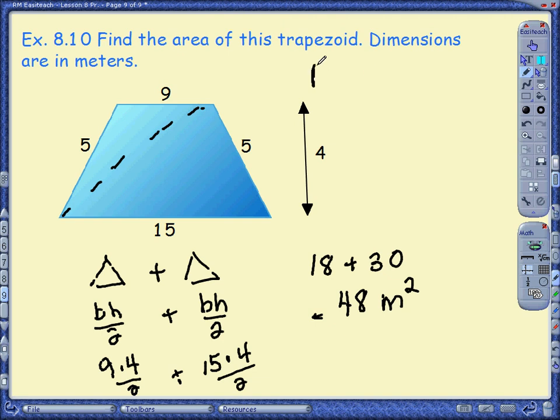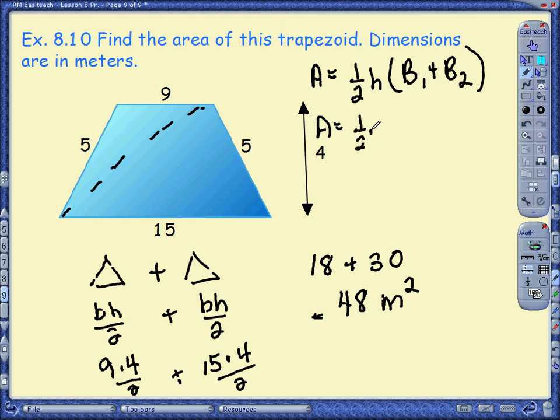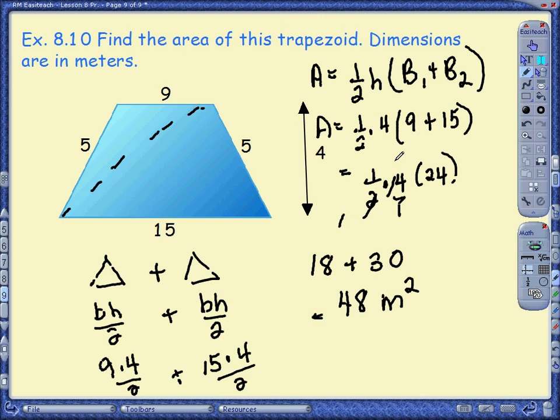Now there is another way to find the area of a trapezoid. This is the formula: 1/2 the height times the sum of those 2 bases. It gives you the same thing, but it gives it all in one step. So 1/2 times 4, 4 remember is our height, times 9 plus 15. We always do work in parentheses first, so I better do that first. And this would be 24. 1/2 times 4 is 2, and 2 times 24 is 48 meters squared. And that concludes the problems from Lesson 8.